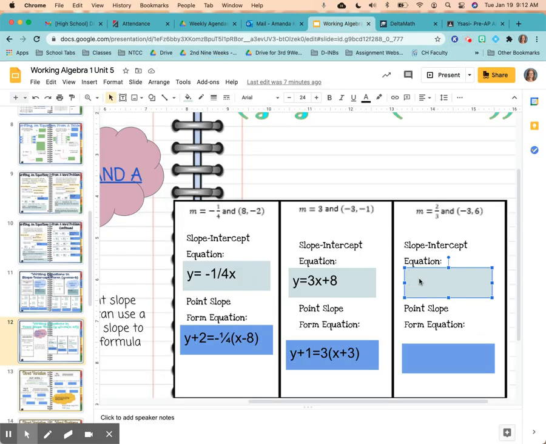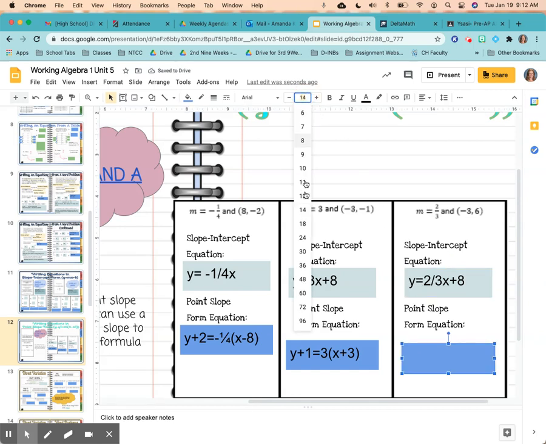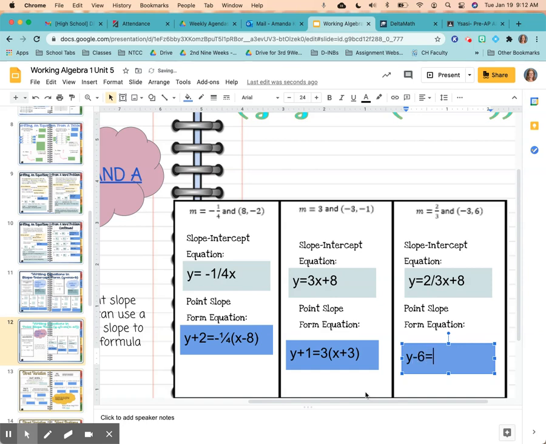So our slope-intercept form is y equals 2/3 x plus 8. We need to check in the calculator too. I forgot. And then y minus 6 equals 2/3 parentheses x plus 3.